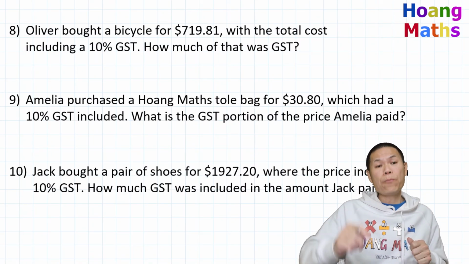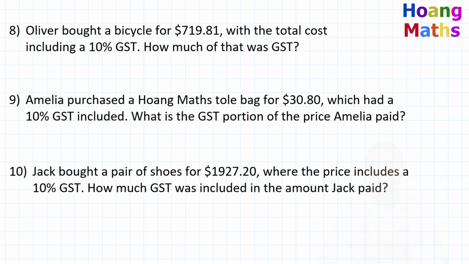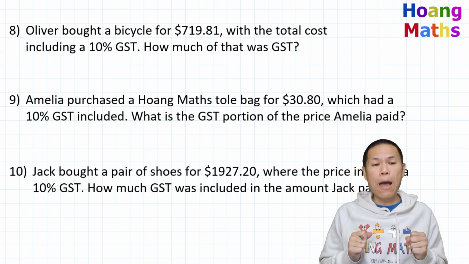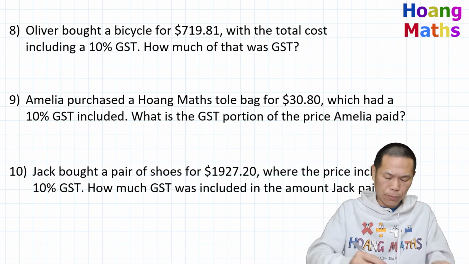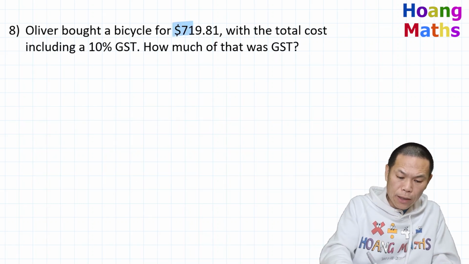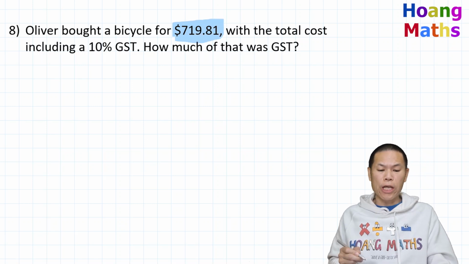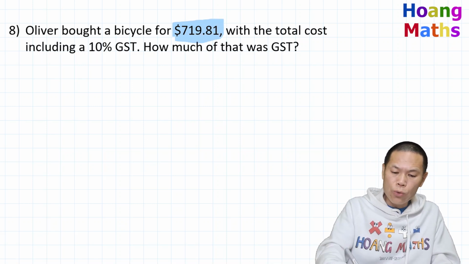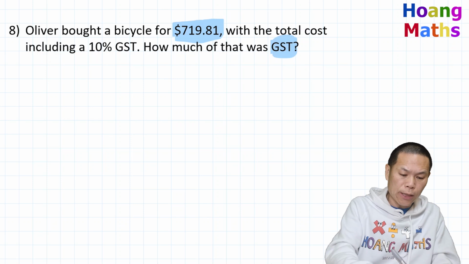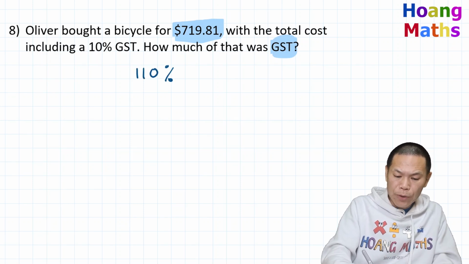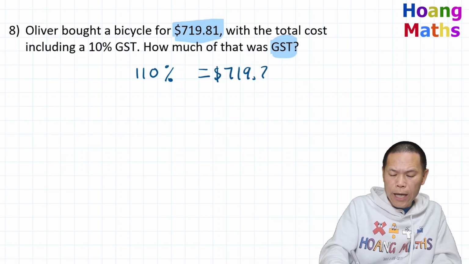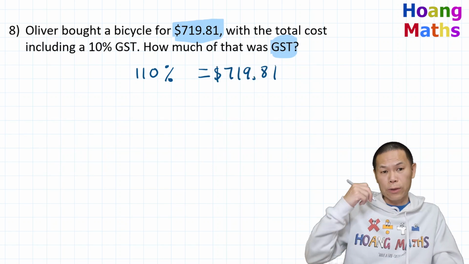Please pause the video and try this one yourself. Hi there, I'm back. How did you go? Let me go through them with you. We know that the price, including 10% of GST, is this. So we need to work out the GST. Now we know that 110% is equal to $719.81. So we just need to work out 10%.